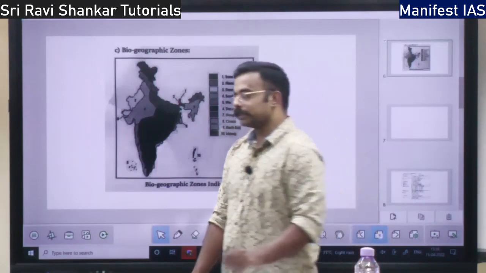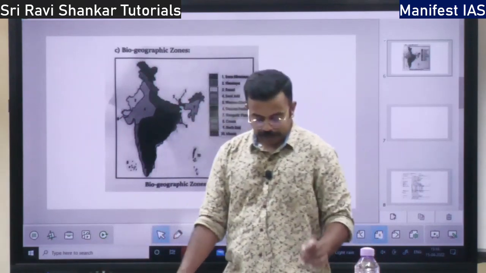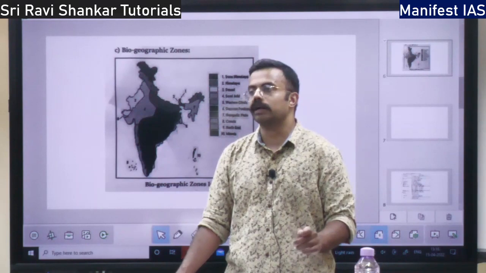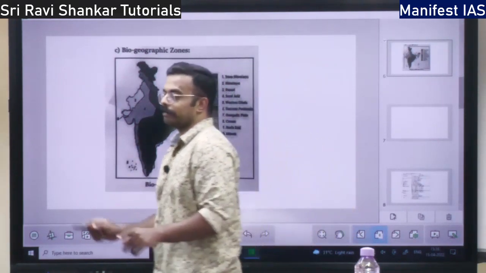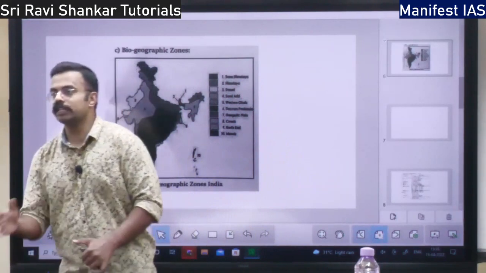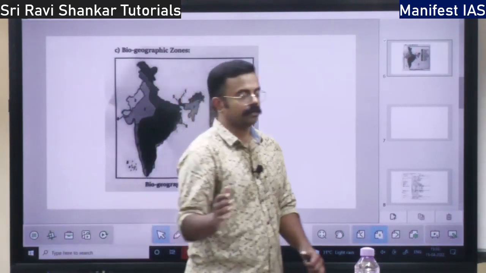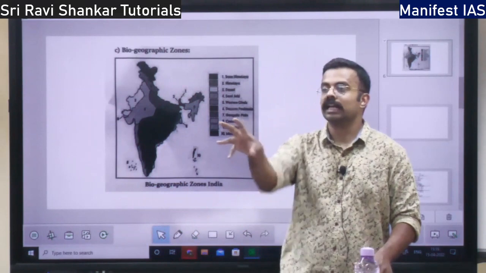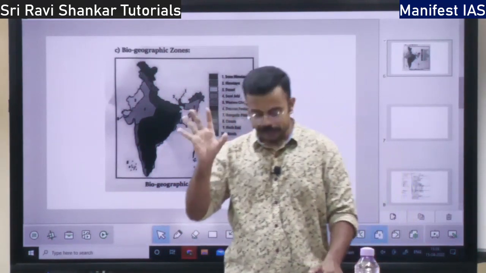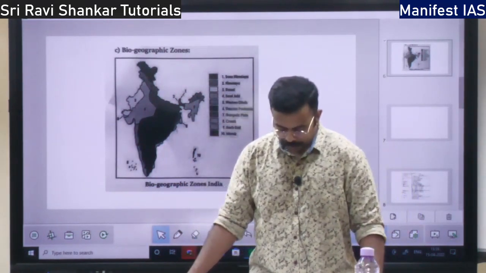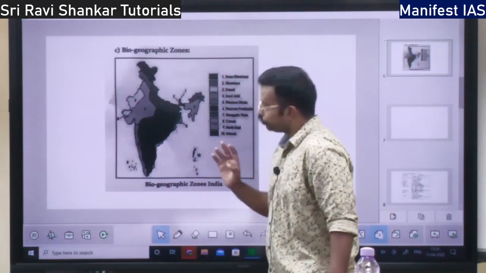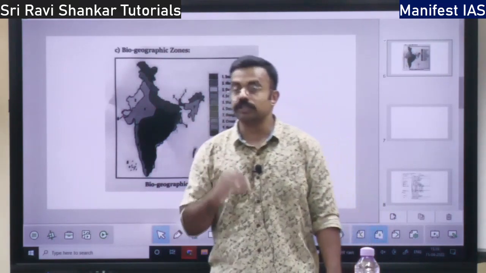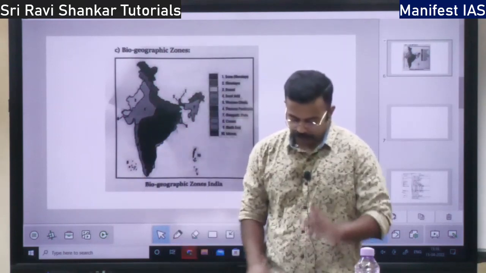Now what happens in the biome? In the biome, plants, animals as well as soil undergo interaction. So there is a climate, in that climate there are plants and animals, and their soils, plants and vegetation, plants and animals are interacting. That constitutes one biome. India has got 5 biomes. What are the 5 biomes that India has? These 5 biomes, you should know.